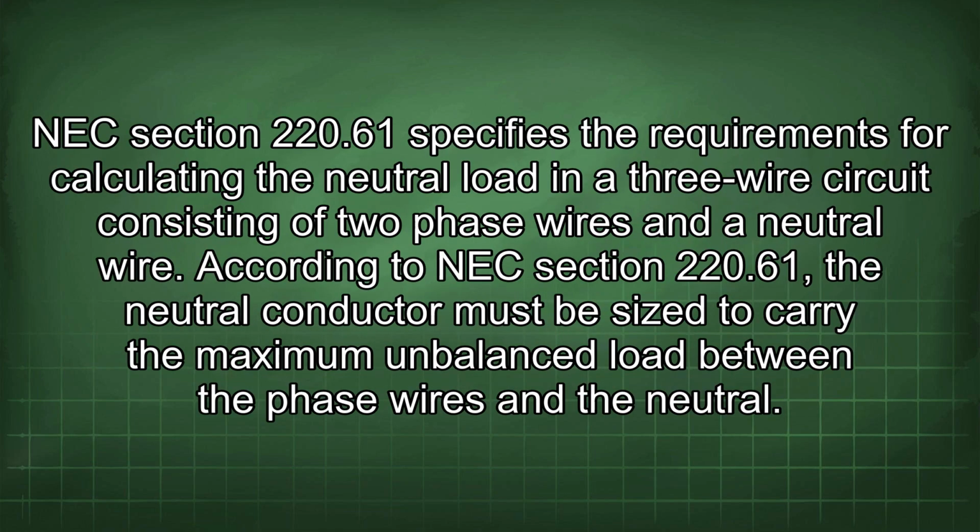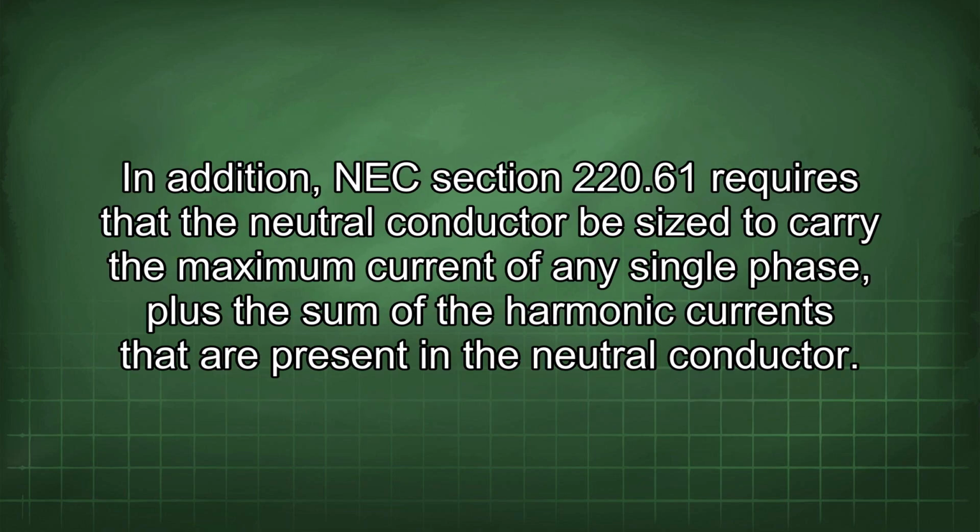NEC Section 220.61 specifies the requirements for calculating the neutral load in a 3-wire circuit consisting of 2-phase wires and a neutral wire. According to NEC Section 220.61, the neutral conductor must be sized to carry the maximum unbalanced load between the phase wires and the neutral. In addition, NEC Section 220.61 requires that the neutral conductor be sized to carry the maximum current of any single phase plus the sum of the harmonic currents that are present in the neutral conductor.